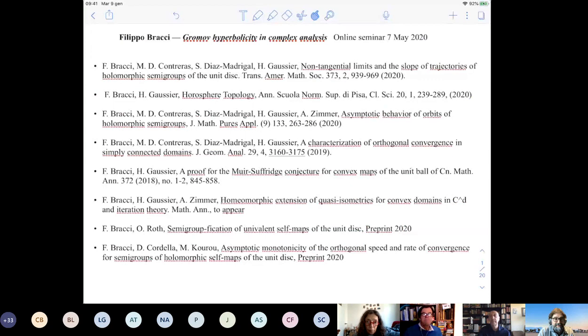So what I'm going to do is mainly to give an idea of how this Gromov hyperbolicity theory can be used in complex analysis to solve some problems, some old and new. And as you see here, I'm just going to cite some recent results of mine with other friends and co-authors, Manuel Contreras, Santiago Diaz-Madrigal, Hervé Gaussier, and Andy Zimmer, and also Oliver Roth, Maria Kourou, and Davide Cordella. So here is a list of papers in which, in all these results, we are using some instances of Gromov hyperbolicity to solve problems in complex analysis. So the aim of this talk is just to try to give you an idea of what is needed and what we can use from Gromov hyperbolicity.